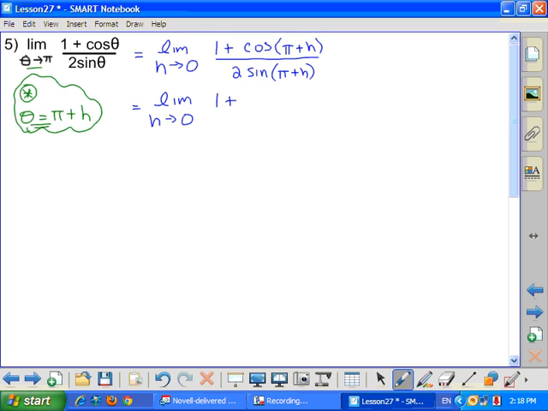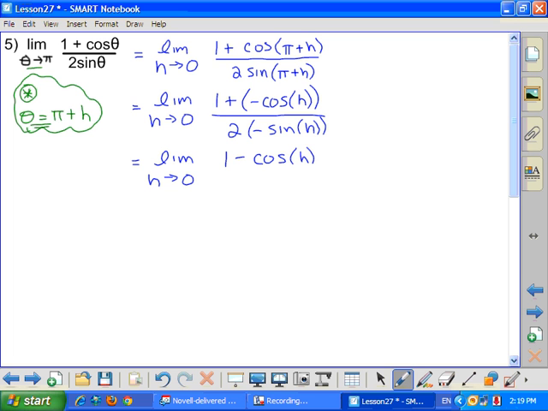So related angles. We're looking for cos of pi plus an angle, and you'll find it in the second column. It's cos of pi plus a. This really becomes negative cos of h over 2 times, using your related angles, sine of pi plus h, that's just straight above. It would be negative sine of h. So we'll clean this up before I do any more work. So 1 minus cos of h over negative 2 sine h.